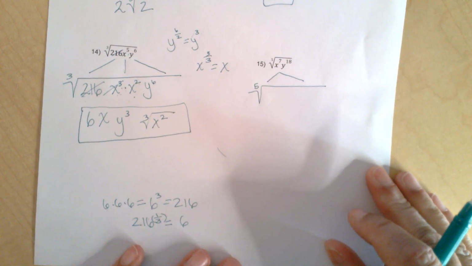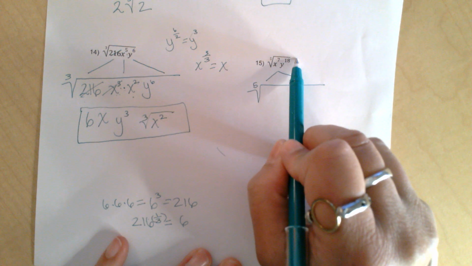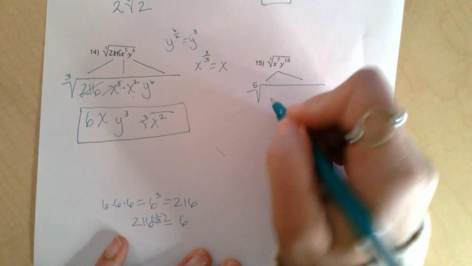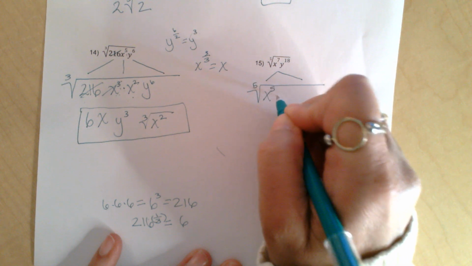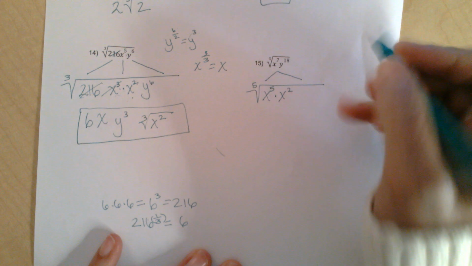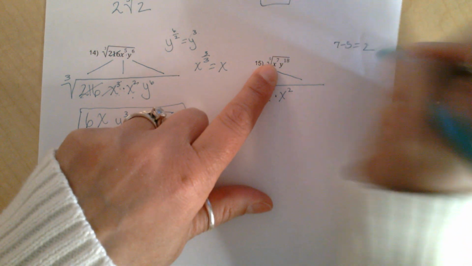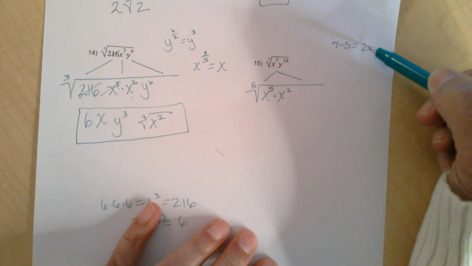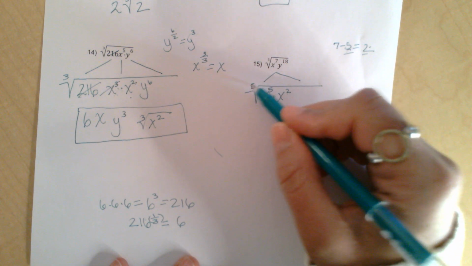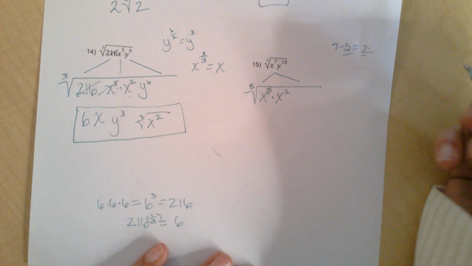Okay, and the last one, the 5th root of x to the 7th, y to the 18th. Let's take it step by step. Okay, so 5th root of x to the 7th. So let's break this up to x to the 5th times x squared. 5 plus 2 is 7. And hopefully you're seeing that what I'm really doing is I'm just subtracting it. So 7 minus 5 is 2. So I want to make sure that I can do 5 divided by 5 here. That's really what I'm doing.